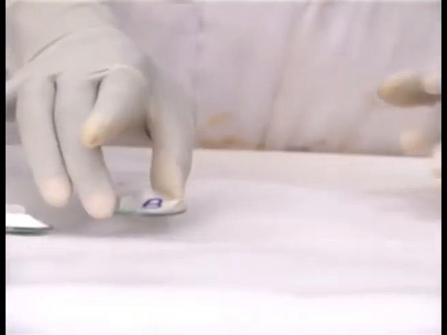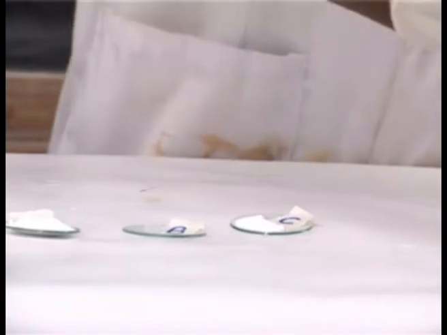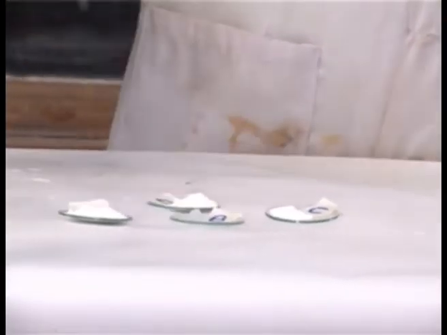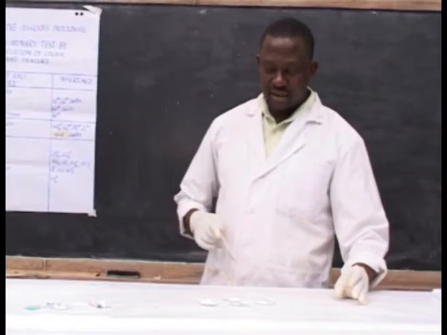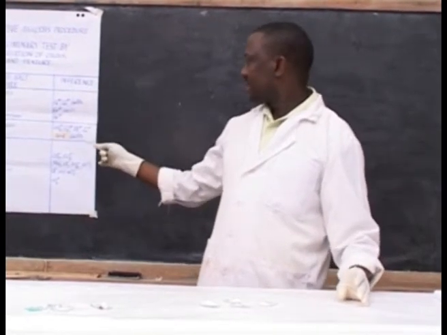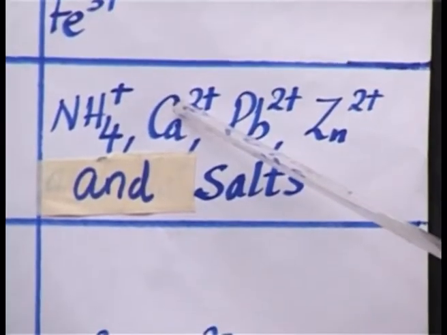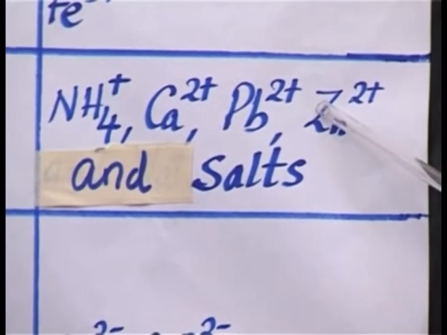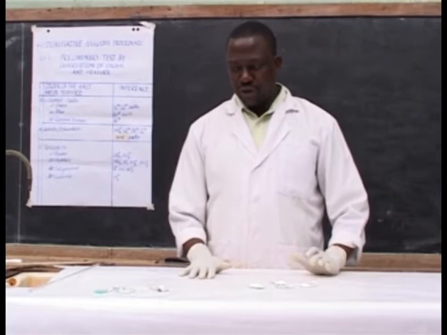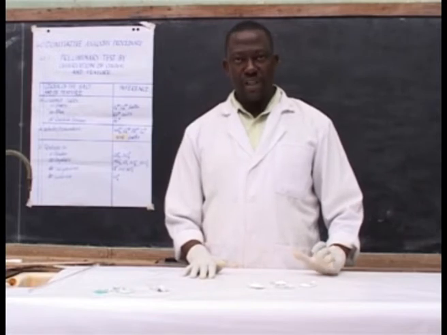Salt A, B, C, and D are not colored. Since the salts are not colored, it infers that there is ammonium ion, calcium ion, lead ion, or zinc ion in the salt. You can also use the texture of the salts to identify a known sample of salts.